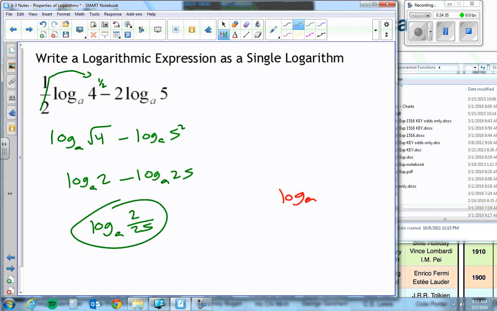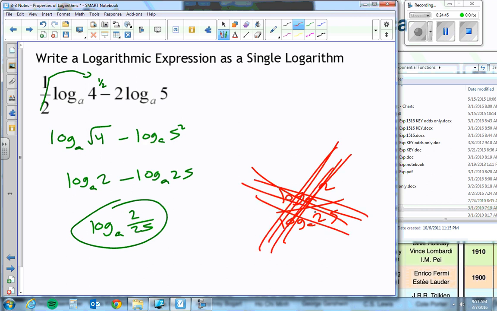And once again, if you put log of 2 over log of 25, then shame on you. No, but seriously, don't do that. Don't make that mistake, please. You're writing as a single log. The rule says this difference of 2 logs can be written as a single log of the quotient. Okay?